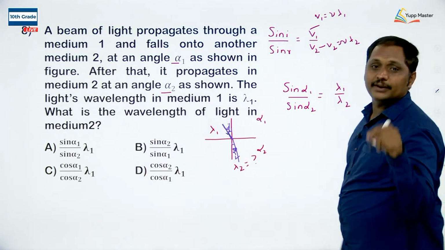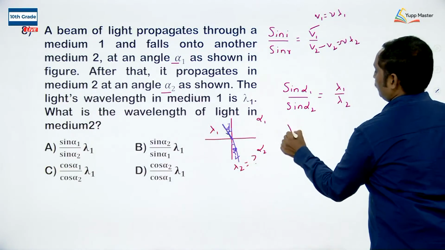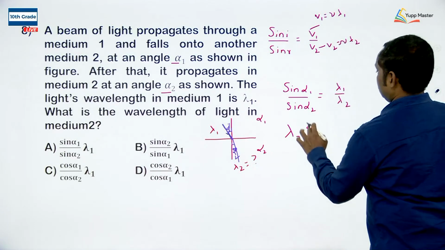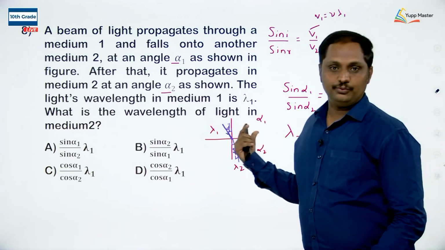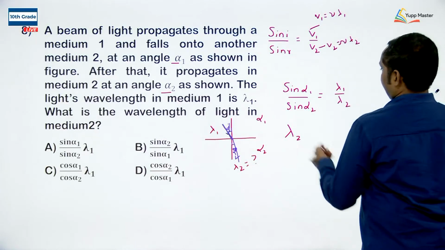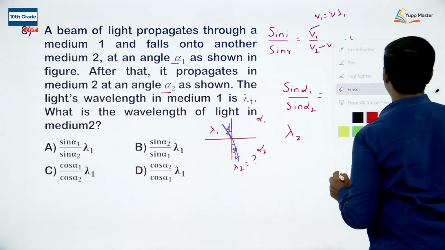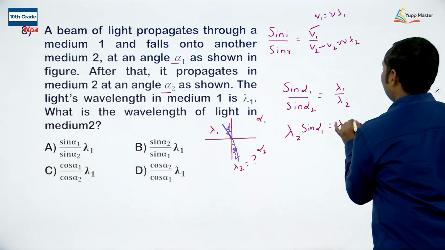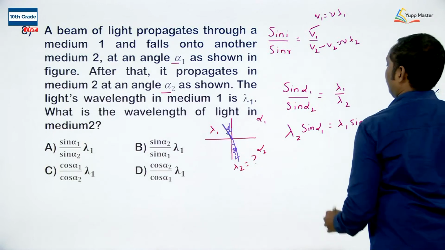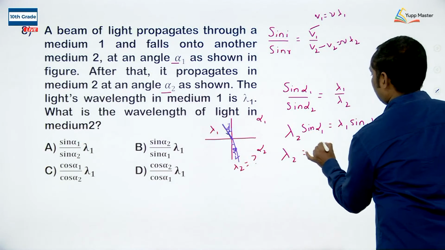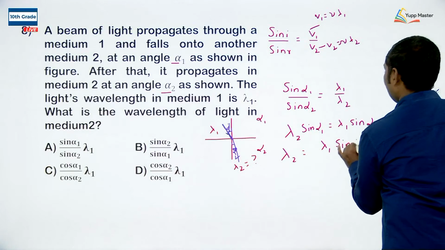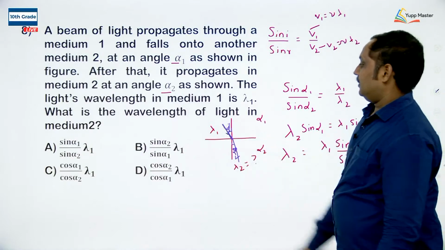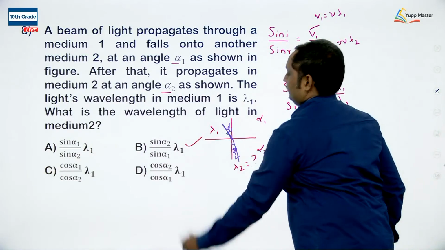In the given problem, what they have asked is lambda 2 is equal to question mark. How will you find out lambda 2? By cross multiplication you will get lambda 2 sin alpha 1 is equal to lambda 1 sin alpha 2. Simply lambda 2 is equal to lambda 1 into sin alpha 2 by sin alpha 1. You can check the options, this is the option.